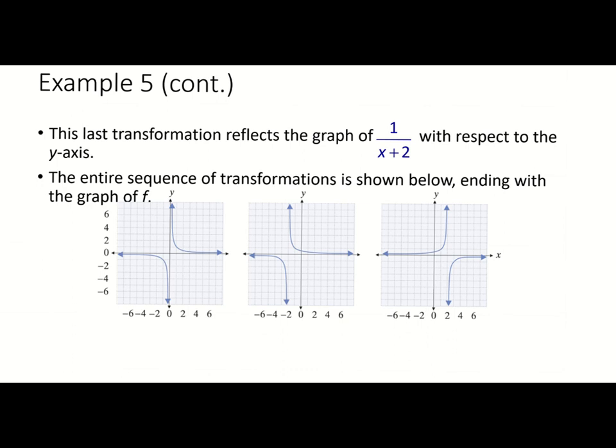Okay, and here is our reflection, our transformation of our graph. Again, they did it, it should be -1 over -x plus 2. Here was the original function for the first graph. Then they shifted it to the left 2, and then they reflected it over the y-axis for the last one.